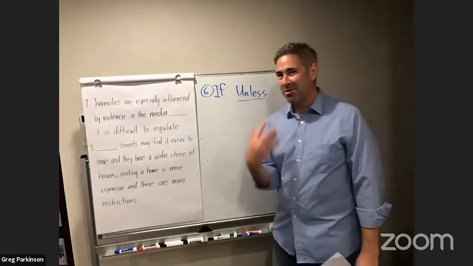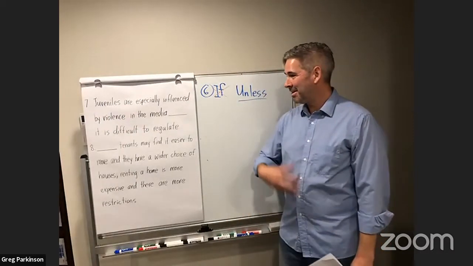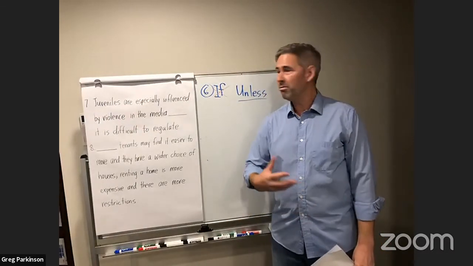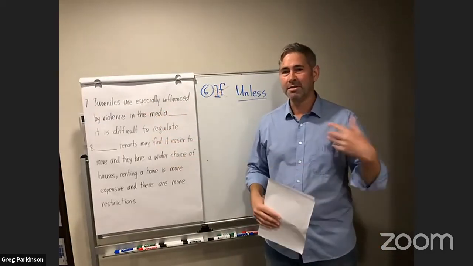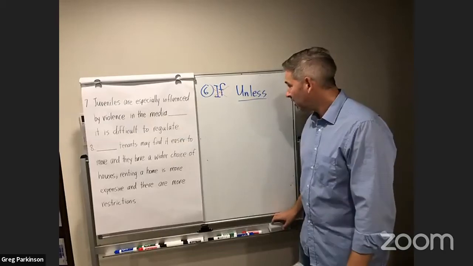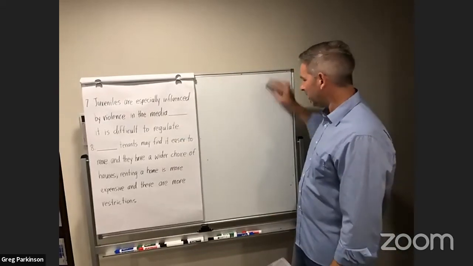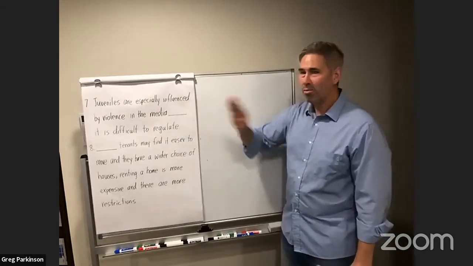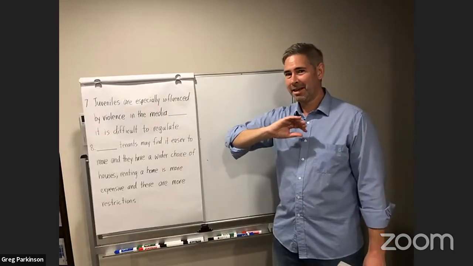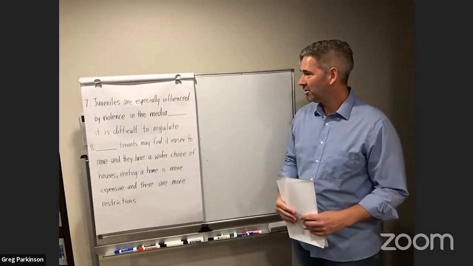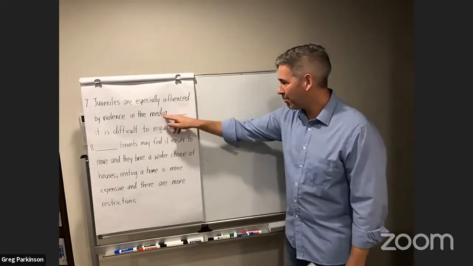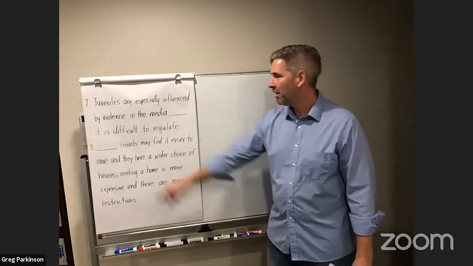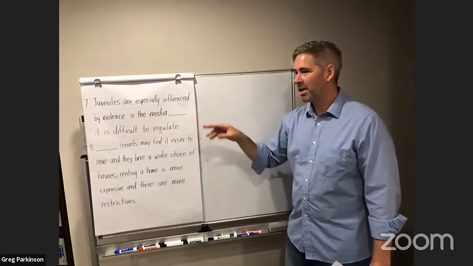Okay, I've given you some really long sentences to process. Hopefully you can take my model sentences and use those as models for your own writing as well. But the focus here, again: what's the subordinating conjunction that's missing? Juveniles are especially influenced by violence in the media. Blank, what's missing? It is difficult to regulate.